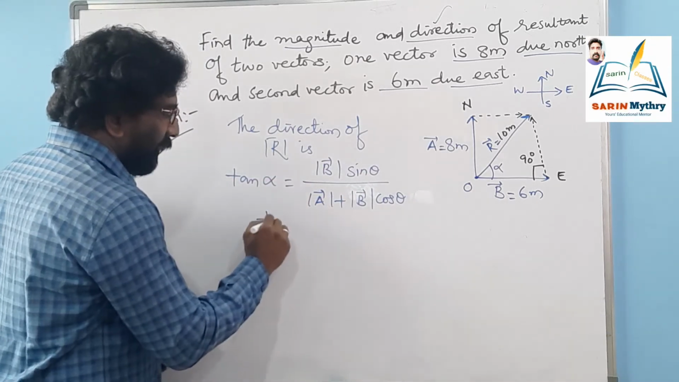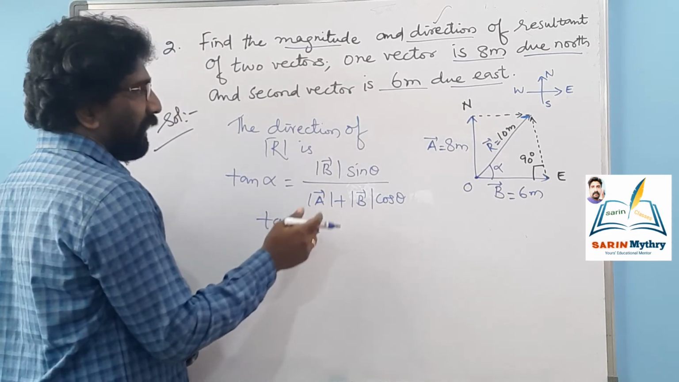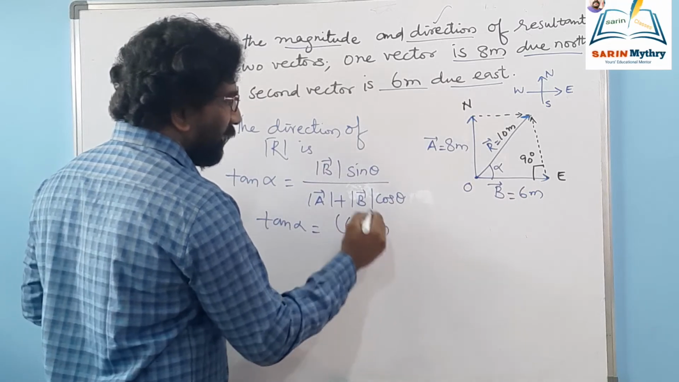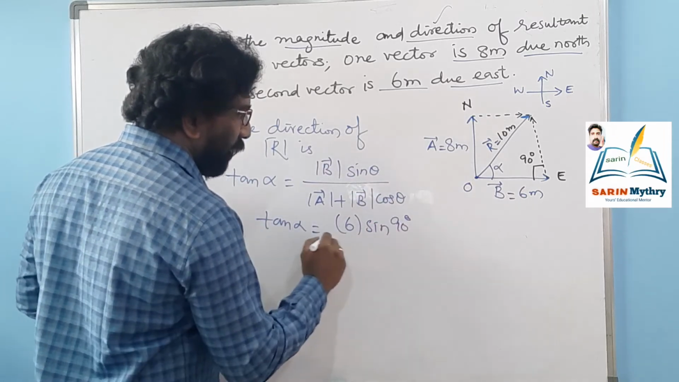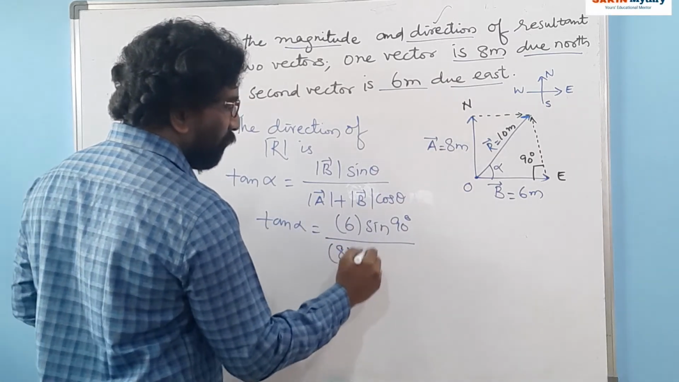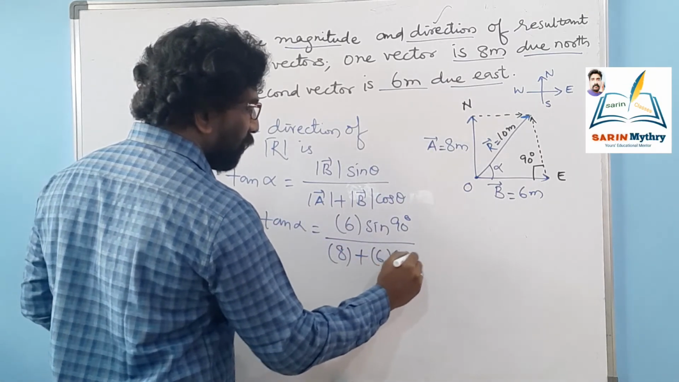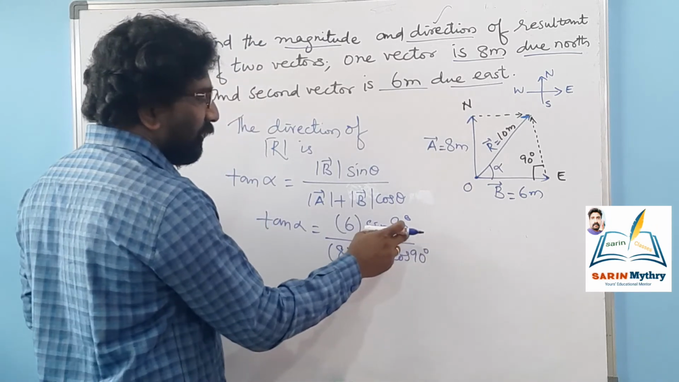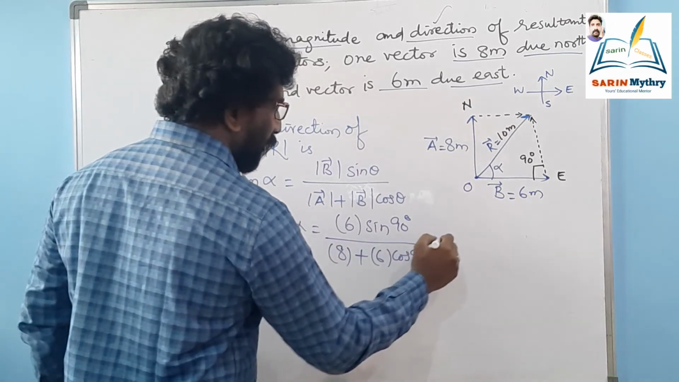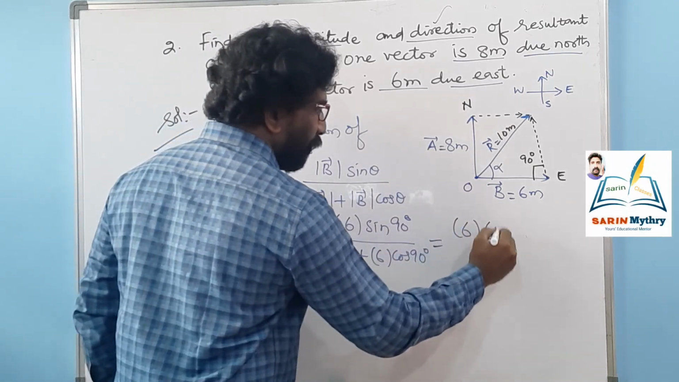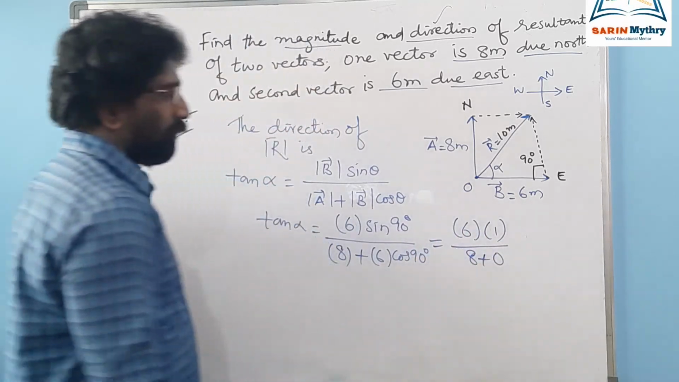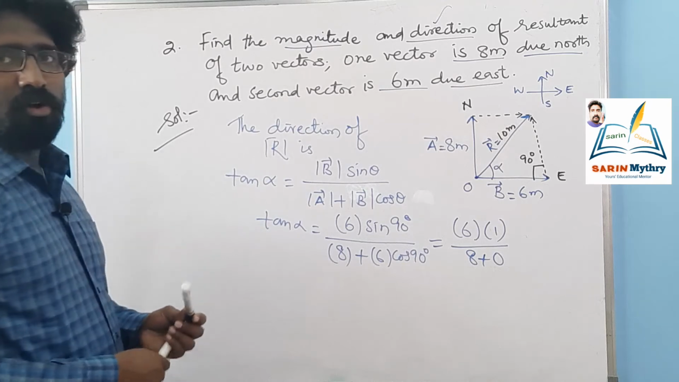So now tan alpha is equal to, substituting the values, mod B is equal to 6, 6 into sine of 90 degrees over A, which is 8, plus 6 into cos of 90 degrees. If you see here, sin 90 is equal to 1 and cos 90 is equal to 0. So if you substitute, what do you get? 6 into 1 over 8 plus 0.